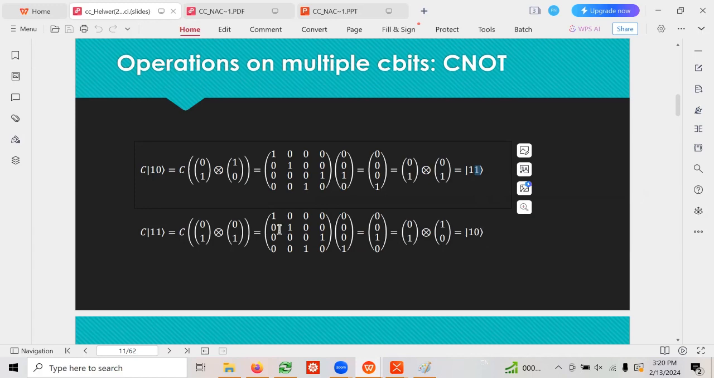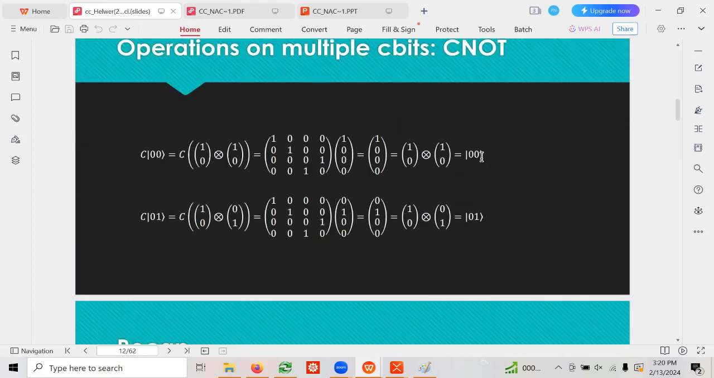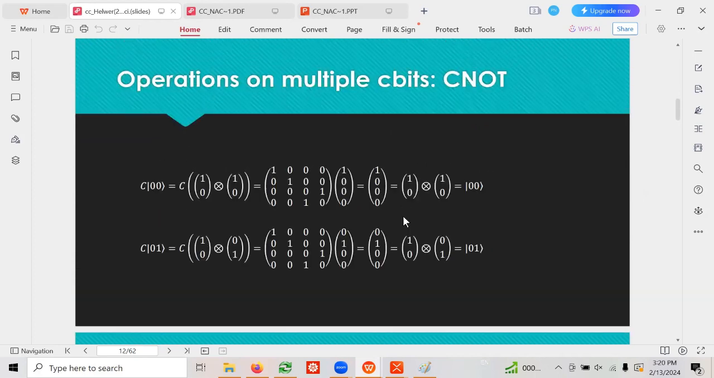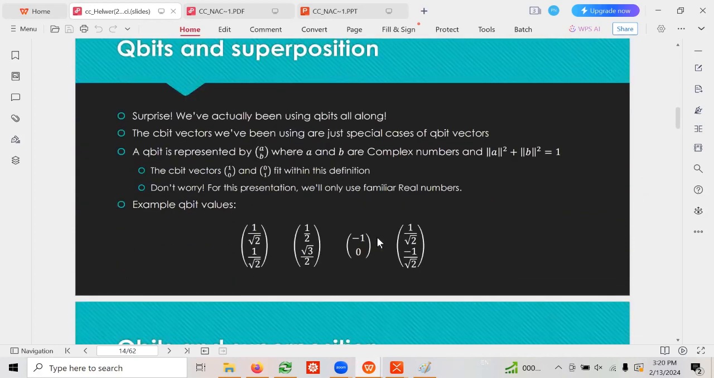Now, if the first one is 0, leave it alone. That's why I can actually develop a whole course of quantum computing. Instead of formulating it as a physics object, I can formulate it as linear algebra. And then you can learn about all the operations it can perform. Okay. So that's it.